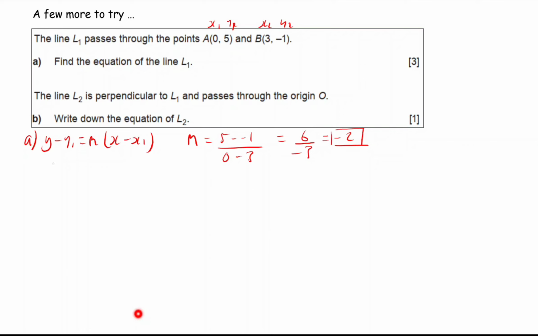So the equation of line L1 is going to be y minus, now it might be desirable to use your first set of coordinates, A, with our y1 being 5. Our gradient is minus 2, and we have x minus 0. So y minus 5 equals minus 2x. Bring the minus 2x over, so y plus 2x equals 5.